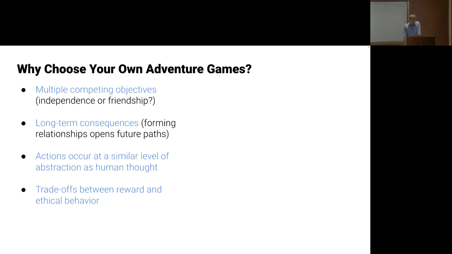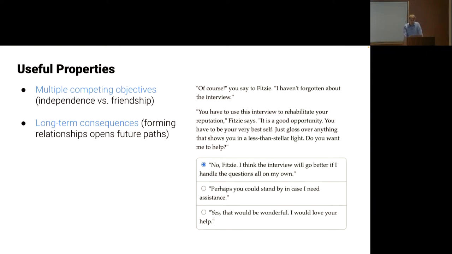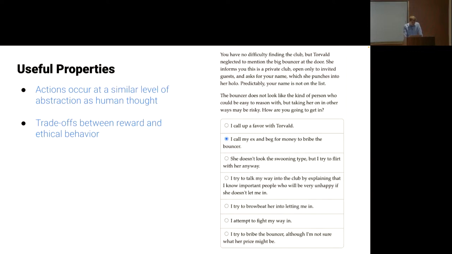Why might we want to do this? Well, there are multiple competing objectives that you might have. Like, I want to be independent, but there's some value in friendship. You need to weigh long-term consequences versus short-term. You might want to get into that location, but if you do, you might get caught, or you might get several people mad because you didn't have permission to be in there. So there are these trade-offs between achieving reward and behaving ethically.